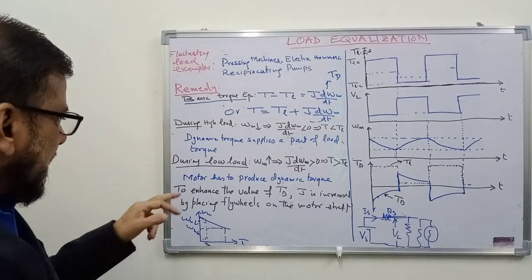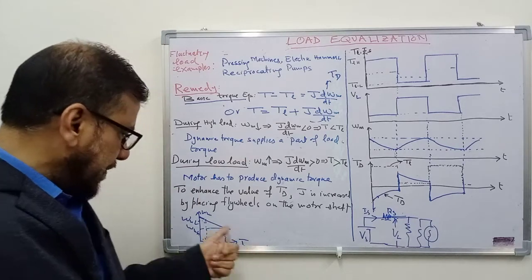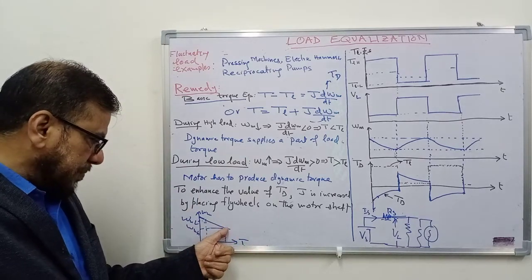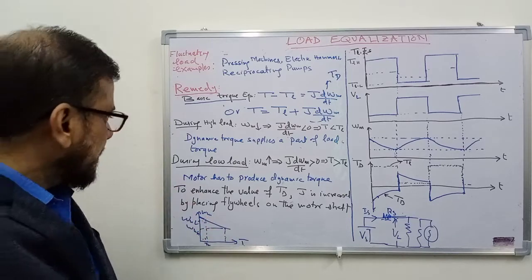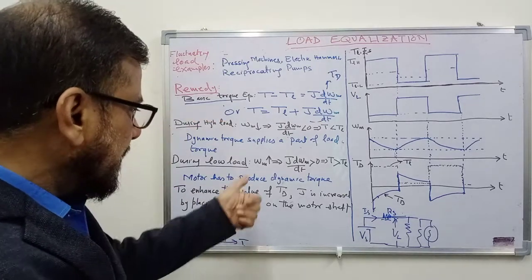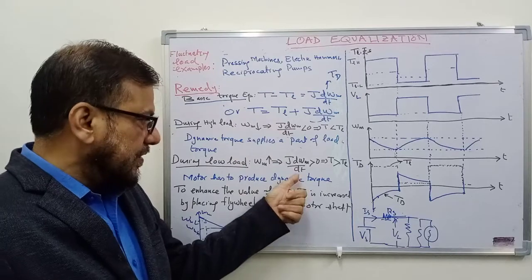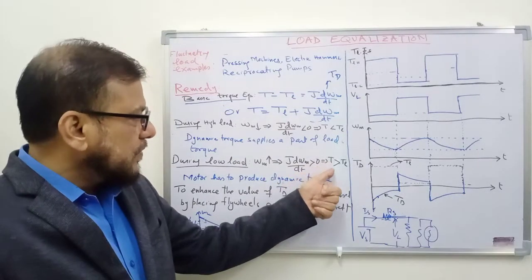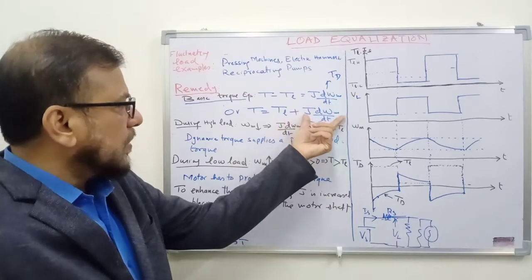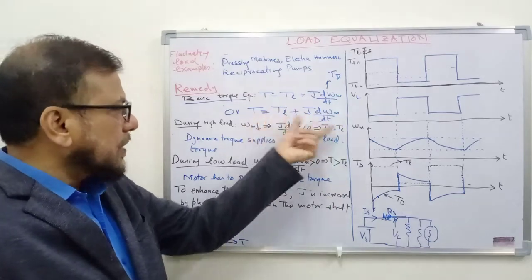What happens during the low load period? Now we have reduced the load, speed will change from this value to this value, it will increase. So when the load is low, speed will increase, the term J d omega m over dt will become positive. So T will be more than TL. Now this is positive, so T equals TL plus this quantity.